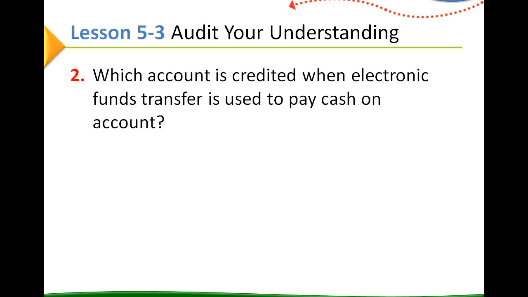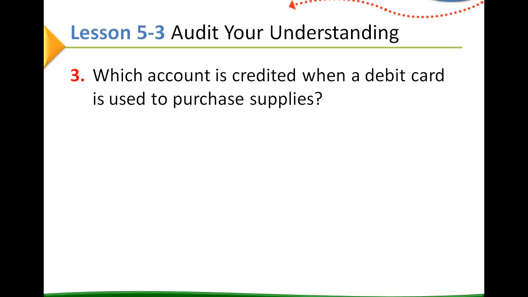Which account is credited when electronic funds transfer is used to pay cash on account? Okay, the cash is credited because you're paying cash, it's decreased. On the asset side, credit is the one that is decreased. Which account is credited when a debit card is used to purchase supplies? Same deal, cash. Debit card is like writing a check, which is also cash.